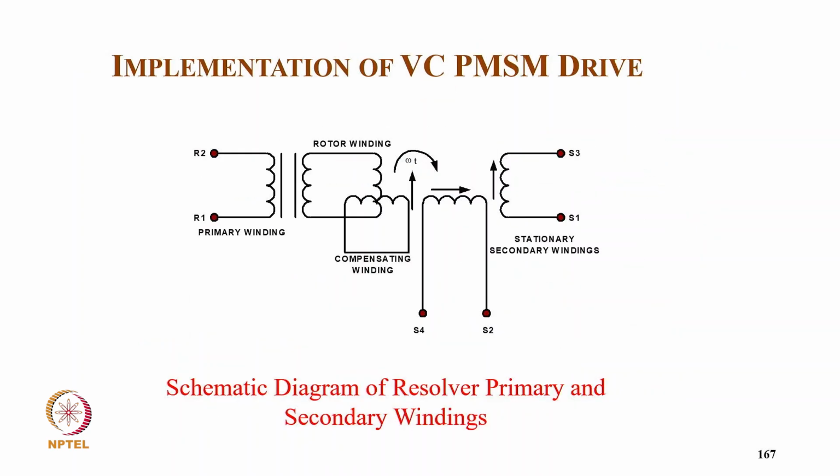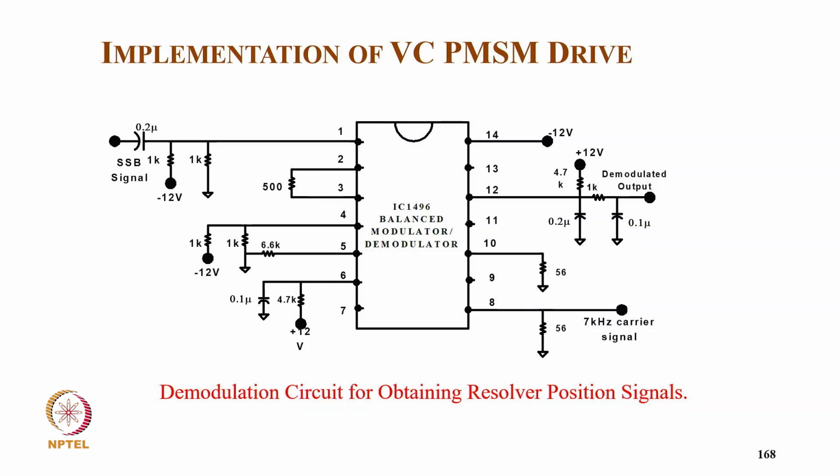And this is typically the schematic diagram of the resolver primary and secondary. So we have a primary side which we excite by 7 kilohertz, and typically at the output, like S4 S5, we get the high frequency modulated sine theta and cosine theta wave corresponding to that position. If we demodulate, we get the position cos theta and sine theta from the secondary windings. And these are typically the demodulation circuit for obtaining the resolver position signal from the input signal.